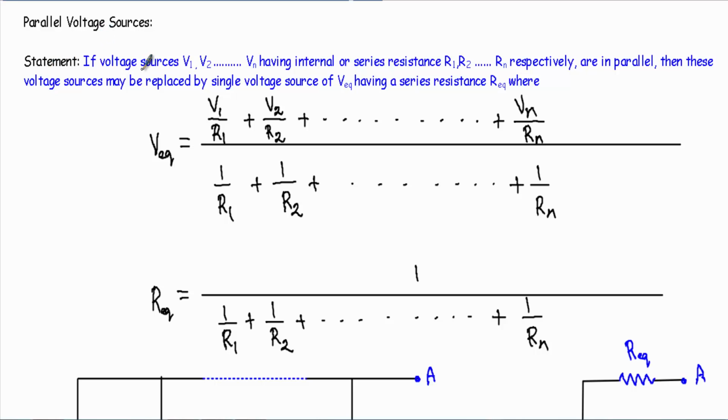This is the statement: if voltage sources V1, V2, up to Vn, having internal or series resistances R1, R2, up to Rn respectively, are connected in parallel, then these voltage sources may be replaced by a single voltage source of VEQ having a series resistance of REQ, where VEQ is this and REQ is this. I will show you the detailed derivation of this VEQ and this REQ in this lecture.